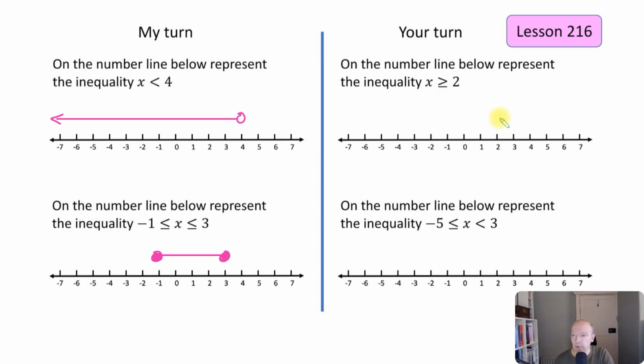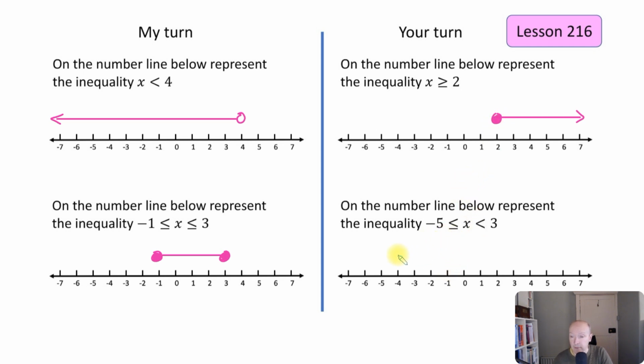Okay, so first of all, I'm going to put a circle over the 2. I'm going to put a line going in the same direction as the inequality symbol, so up the number line like that. And because there's an equal sign underneath, I'm going to colour this in like this.